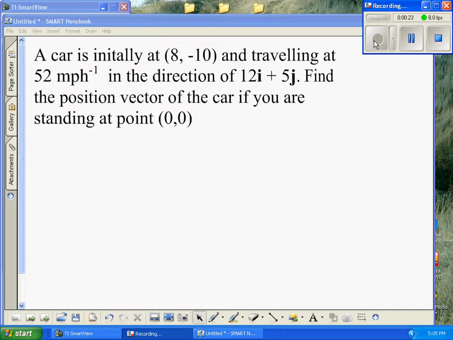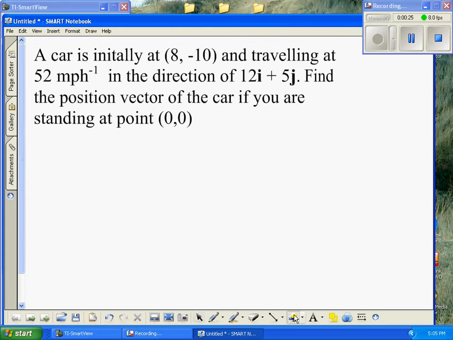Now, a couple of things you should be aware of. First of all, it says the direction of the vehicle is 12i plus 5j. That is not the velocity vector. It is my directional vector. Right here it says the speed of the car is 52 miles per hour. This is my speed. The car is initially at (8, -10) and we are standing at the point (0, 0). The first thing I need to compute is my velocity vector using the given information.